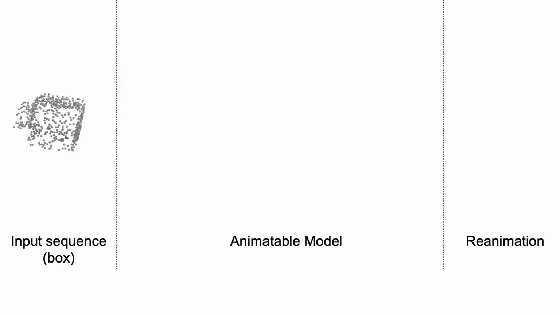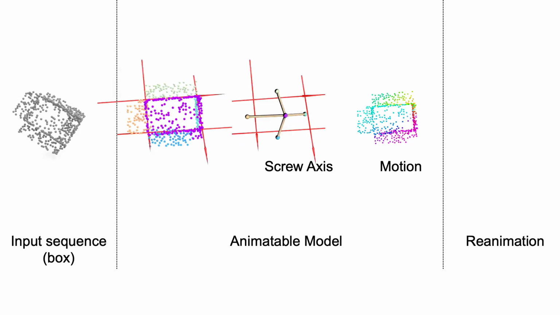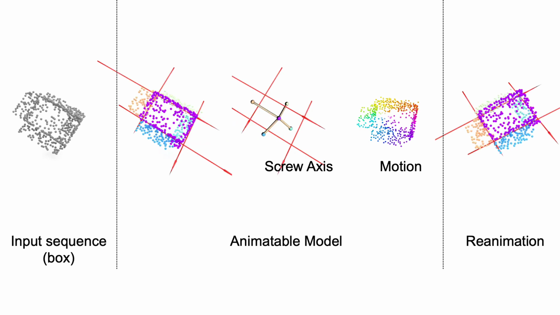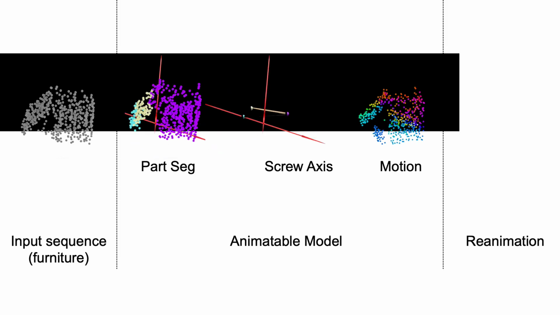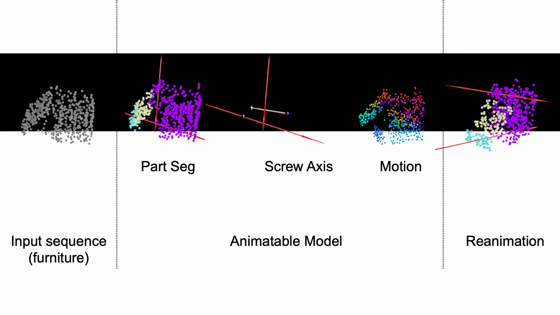Our method works well across objects with different numbers of parts and different kinematic structures. Our method also works well on different types of articulations. Our method could recover both the revolute and prismatic joints in the furniture.